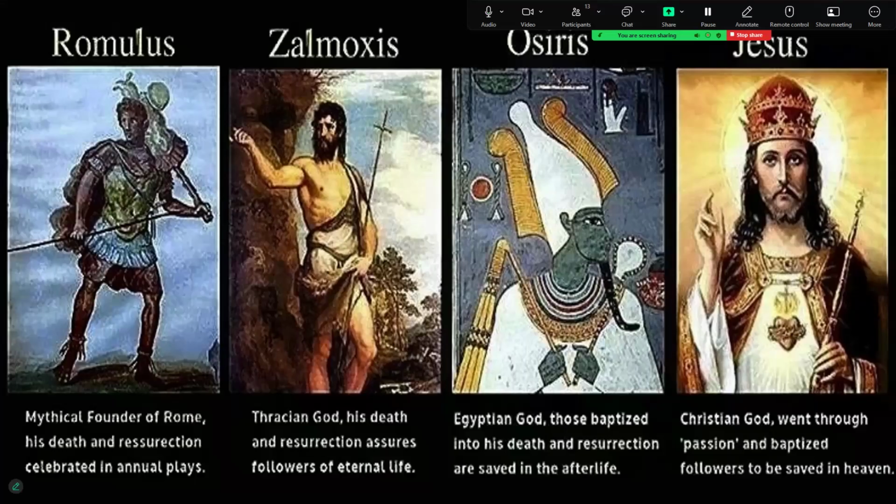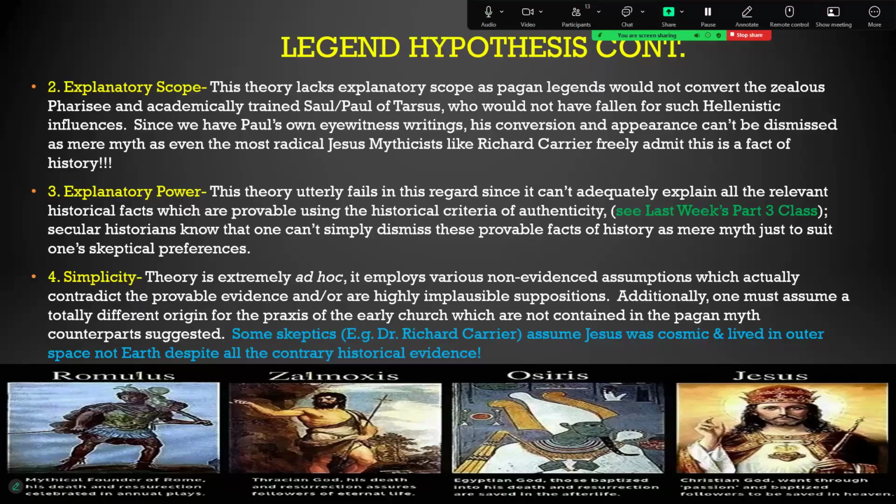And here's just some of the examples they give. They say Romulus. You saw William Lane Craig talked about Osiris. He never rose from the dead at all. He's still in the land of the dead, ruling the land of the dead. He never rose from the dead.